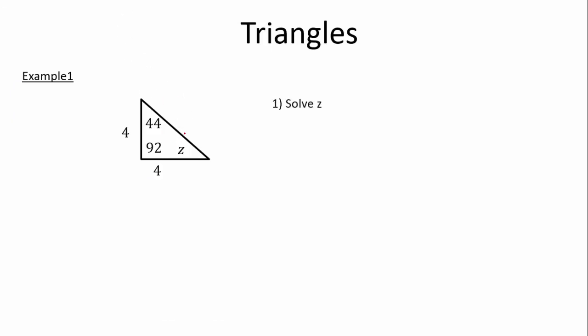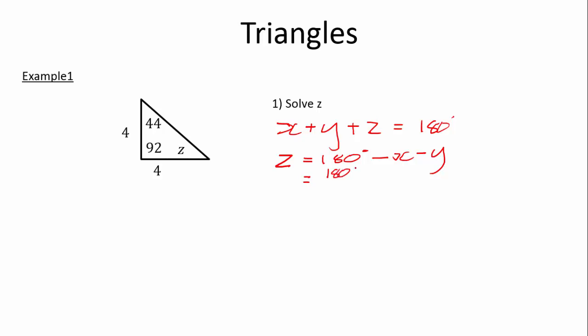Solve Z. Okay, so we have a triangle. We've got to solve the Z angle. Now we know that A, or let's call it X, plus Y, plus Z is always equal to 180 degrees, right? So we know that Z is equal to 180 degrees minus X and Y. What is X and Y in this case? It's 180 degrees minus X, which let's call X 44, let's call Y 92.